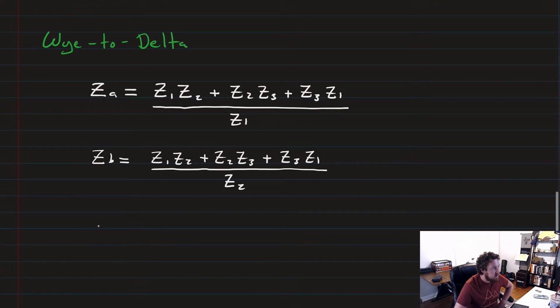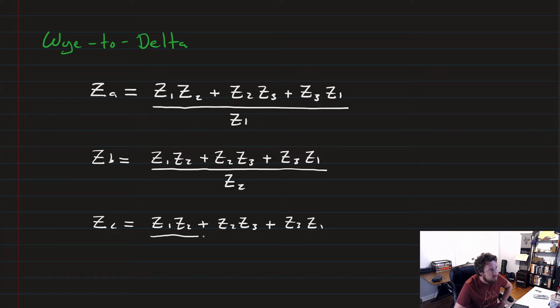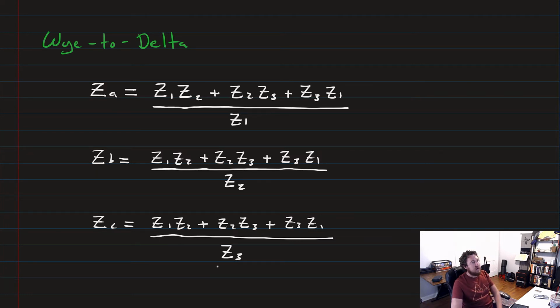And finally, for Z sub C, same deal on the top, Z1 times Z2 plus Z2 times Z3 plus Z3 times Z1 over, you guessed it, Z3. And there we go. There are our equations for Y to delta.